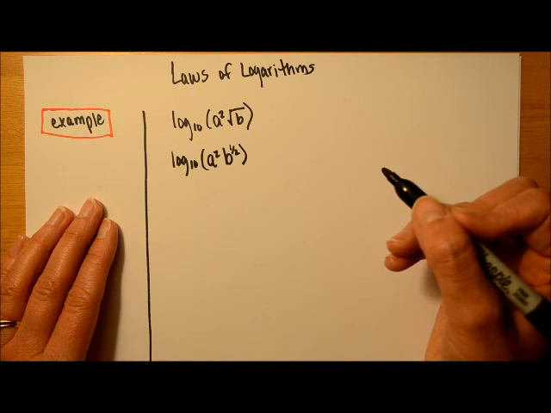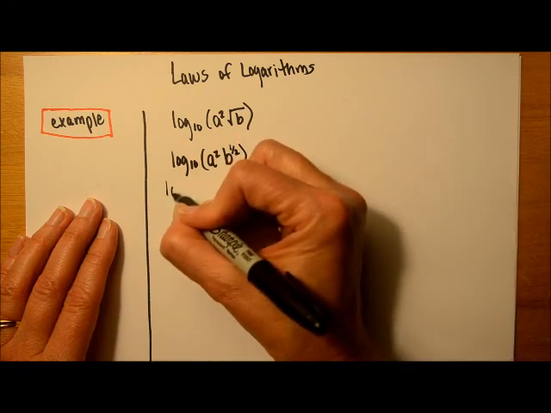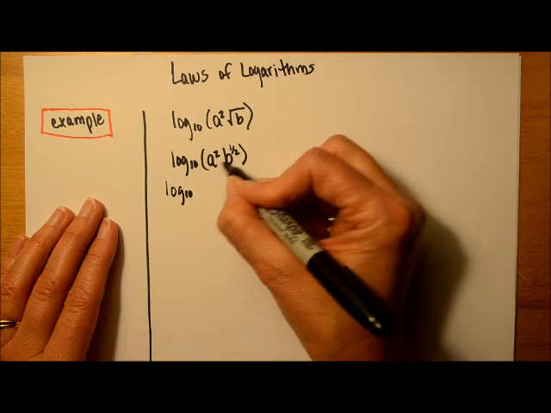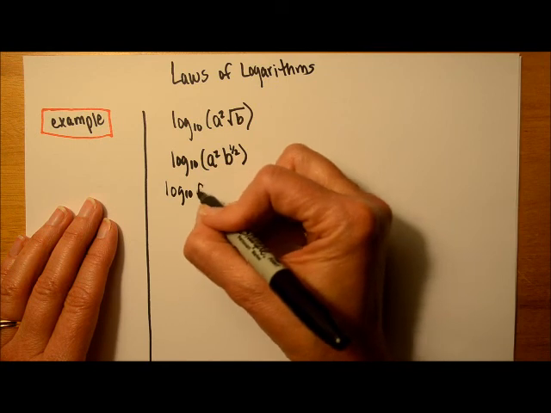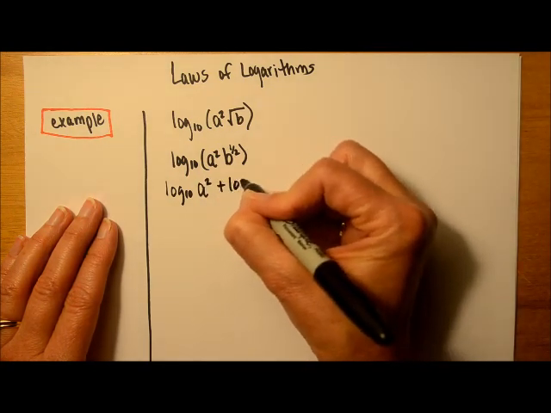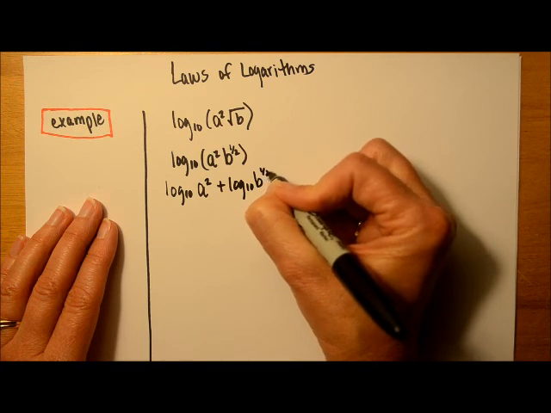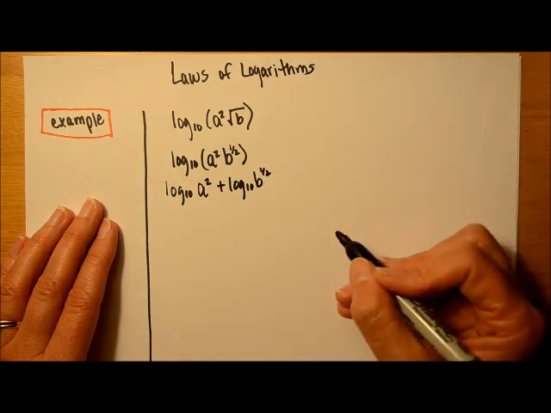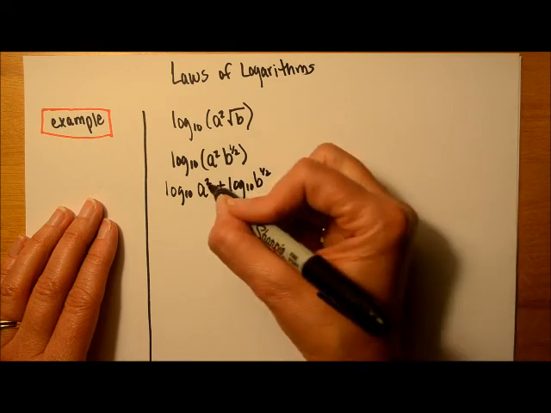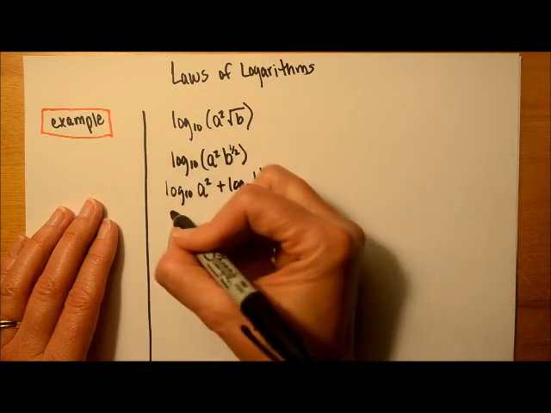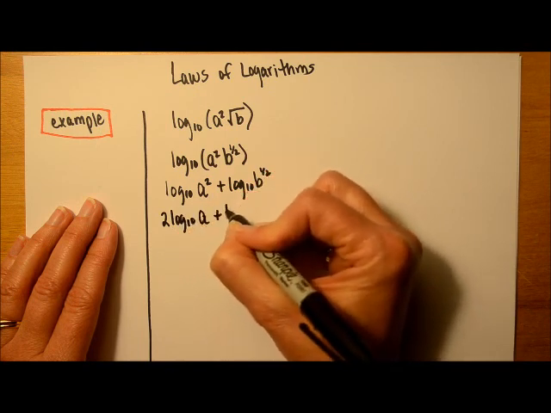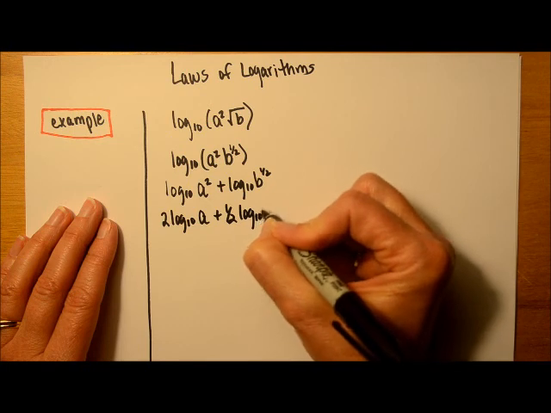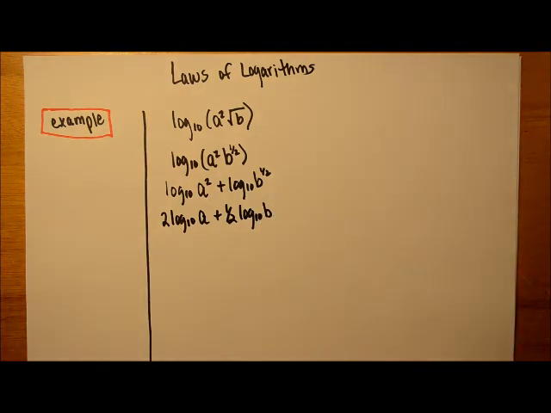Now I'm going to split it. This is multiplication, these are being multiplied, and I know that what goes together with multiplication is addition, so I have log base 10 a squared plus log base 10 b to the 1/2. The last thing I'm going to do is law 3, and I'm going to pop this exponent down in front. So I have 2 log base 10 a plus 1/2 log base 10 b. And I'm done. That's all I need to do.